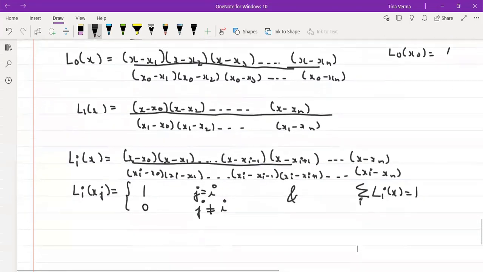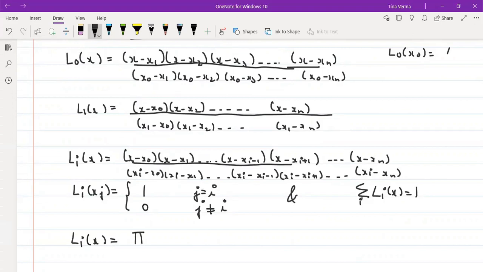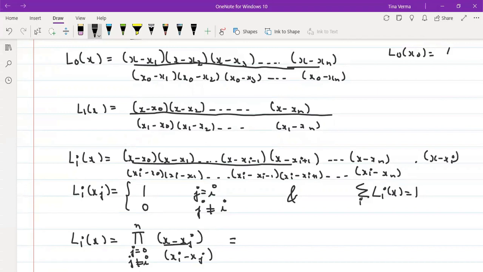Next, you can also write it in a simpler form. How can you write this? This is Li(x), which is equal to the product over j equal to 0 to n of (x minus xj), and here I should give the condition that j is not equal to i, divided by (xi minus xj). Is it clear? Fine. So you can also write it in the simpler form. Here in Li there is no x minus xi term. If I multiply it by x minus xi or divide by x minus xi, will it make a difference?